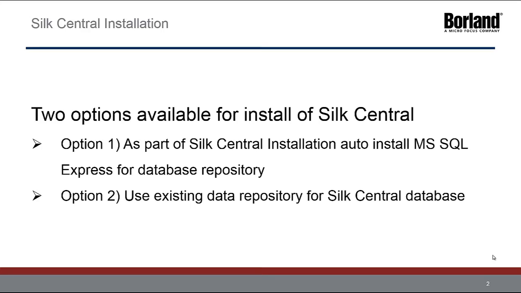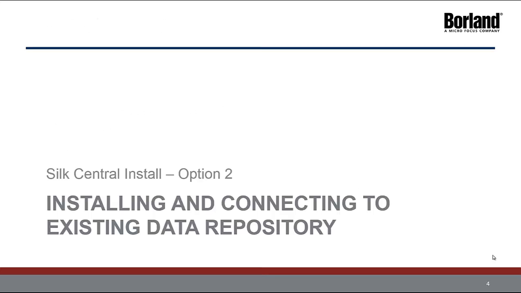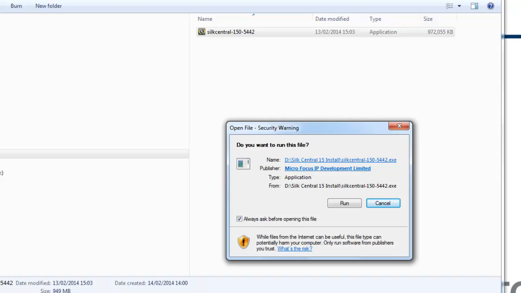The benefit of this is, for the purpose of evaluation, it allows all the components that you need to be installed standalone on the machine, and SQL is installed and configured as part of the installation. The second option available is to use an existing data repository for your Silk Central database, such as SQL or Oracle. This video will look at installing and connecting to an existing data repository.